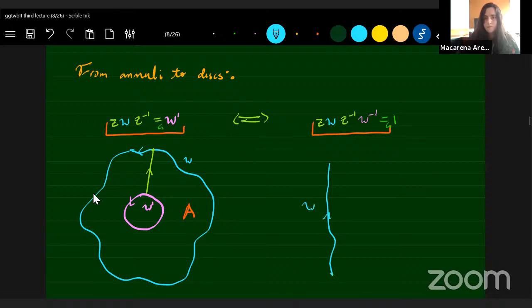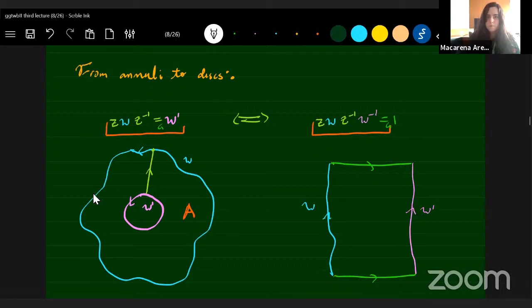Here's W. Here's W prime. And here we have Z. And so the area of this annular diagram is going to be the same as the area of this disk diagram. And the only piece of information that we're missing is the length of the conjugator.